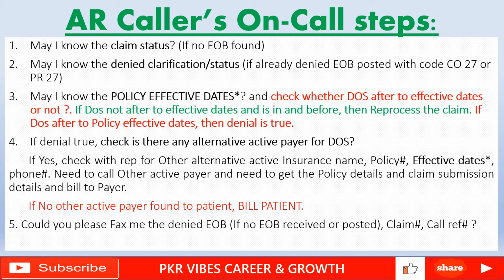So for example, here I have given the second case now. Denied clarification: if the EOB is there, it's not required to take the claim number and all those things. For example, if you don't have the EOB, then you have to take the claim number, and also request that denied EOB from the insurance representative. Then finally you should take the call reference number and close the call. So guys, these are the AR caller on-call steps for the PR27 denial.